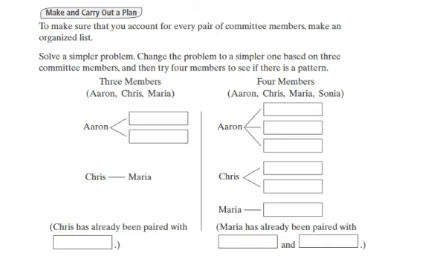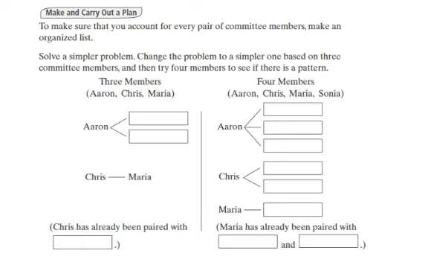Now we're going to make and carry out a plan. To make sure that you account for every pair of committee members, make an organized list. To solve a simpler problem, change the problem to a simpler one based on 3 committee members, and then try 4 members to see if there is a pattern.